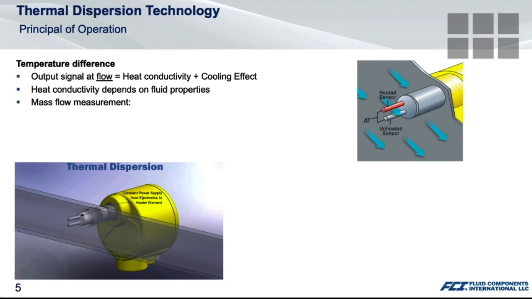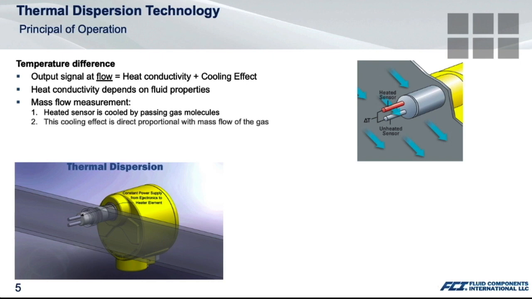So there's two different ways to cool that active RTD. One is with the velocity of the gas. Increase in velocity, you remove more heat from that active RTD. And also the heat conductivity of the gas itself. If it's a hydrocarbon, it's going to cool at a higher rate than it would with air. And so we're taking into account that the molecules of the gas are actually cooling that heated sensor. The cooling effect is directly proportional with the mass flow of the gas.